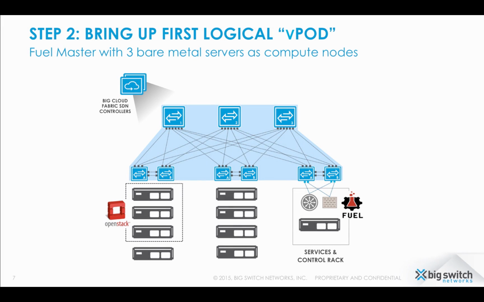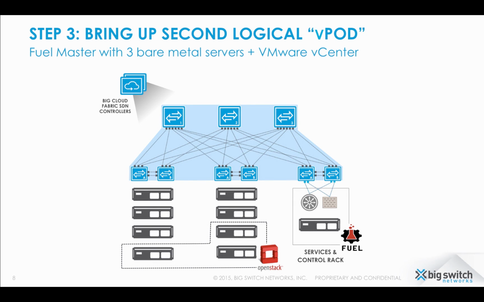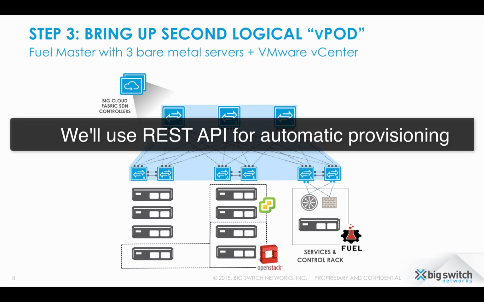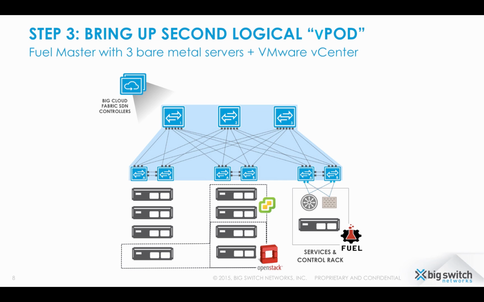Let's recap what we did so far. In this step we brought up a Fuel setup with 3 nodes and assigned it to a tenant called Dev1. In the next step we will bring up another Fuel setup for a QA tenant and assign 3 bare metal servers to the setup. However, in this step we will also add a couple of ESXi hosts as compute hosts, through a vCenter server instance connected to the BCF controller. Furthermore, instead of using the BCF GUI we will use REST API to provision extra nodes automatically into a new tenant.